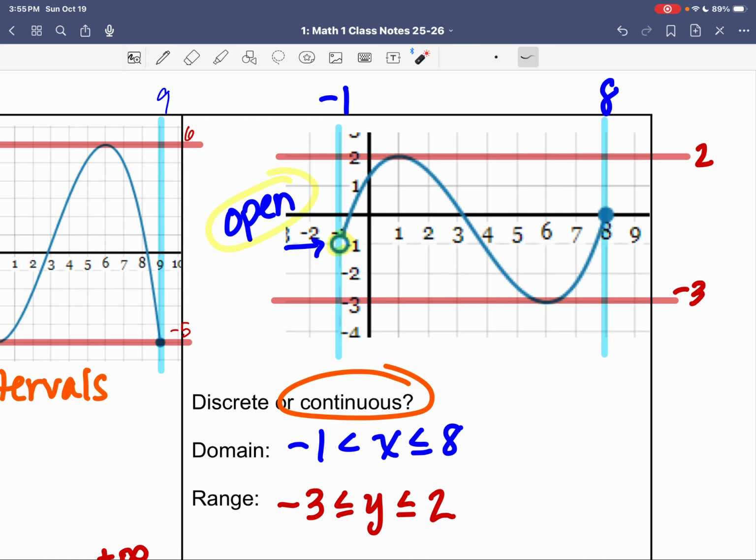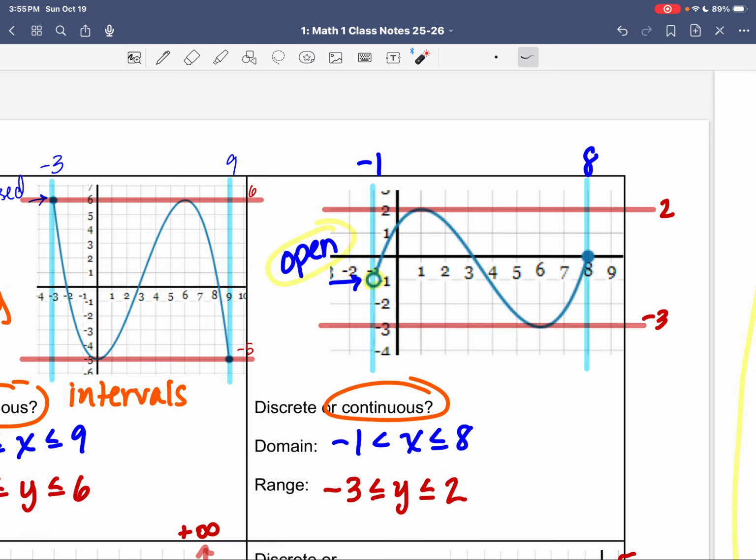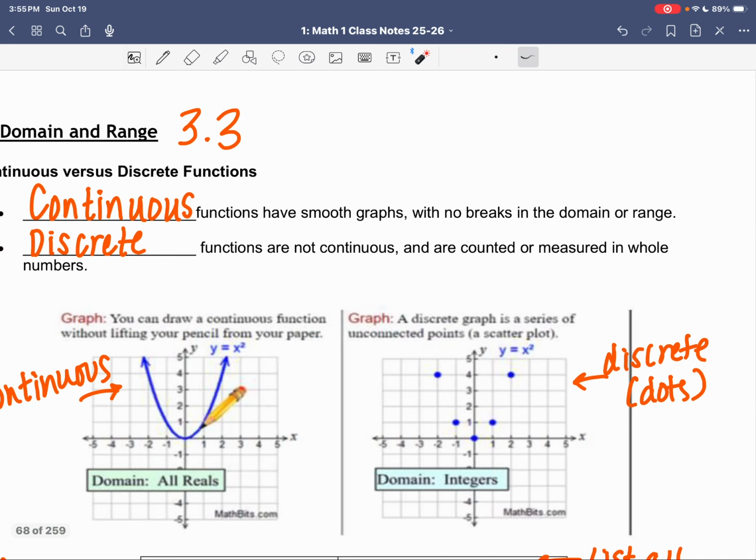Now your range are your y values. So we're looking, the lowest it goes is here, the highest it goes is here. So it's going to go from -3 all the way up to 2. And this one is -3 is less than or equal to y, and y is less than or equal to 2. All right, and then that's all you have to do.